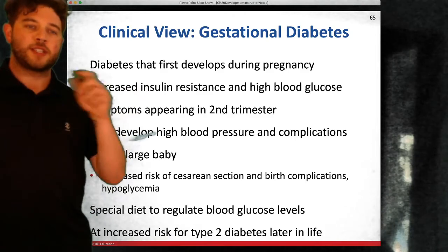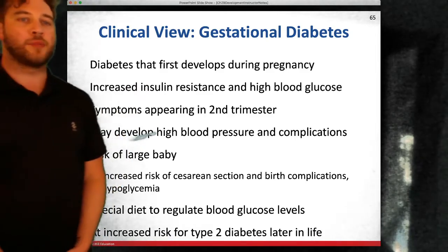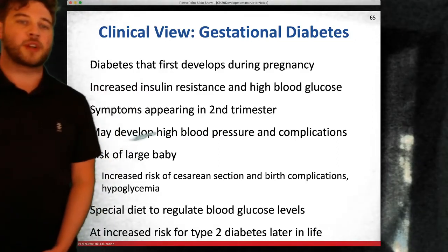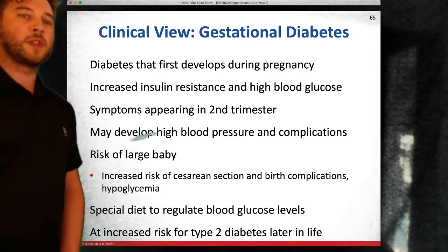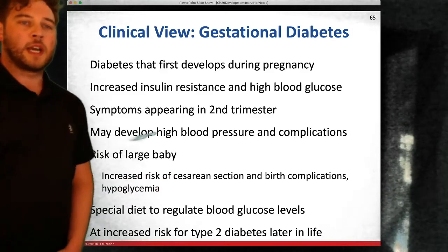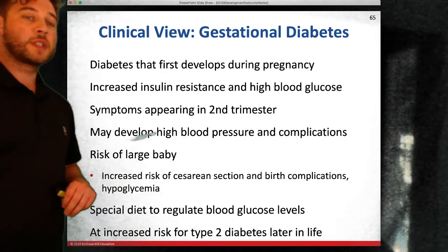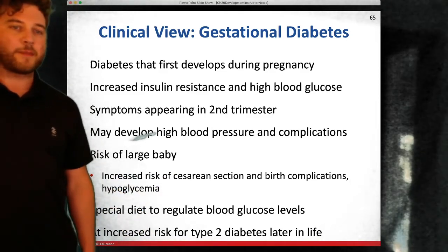Okay, gestational diabetes develops during pregnancy. Increased insulin resistance and high blood glucose usually appear in the second trimester. You may develop high blood pressure and complications. You increase the risk of a larger baby, increased risk of needing a C-section and birth complications, as well as hypoglycemia. Special diet to regulate your blood glucose, and that does put you at a higher risk for type 2 diabetes later in life.